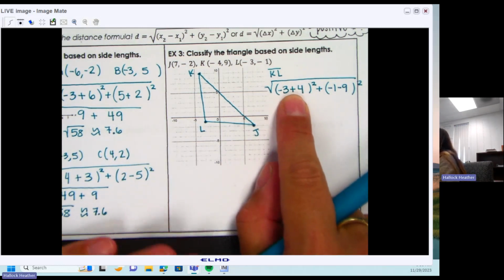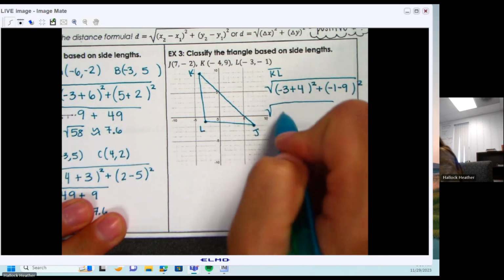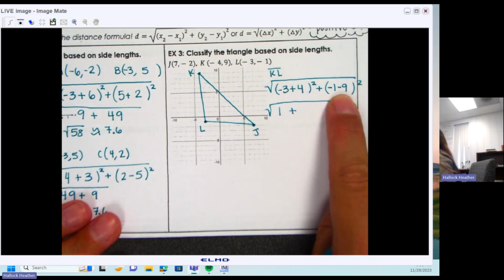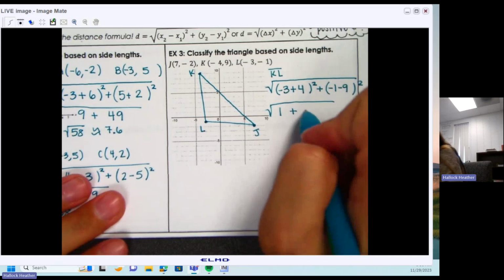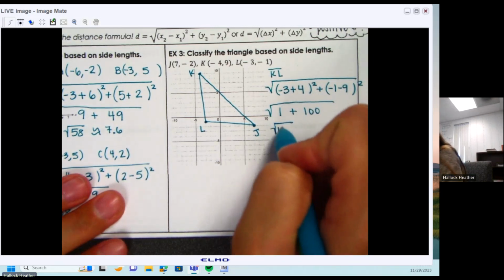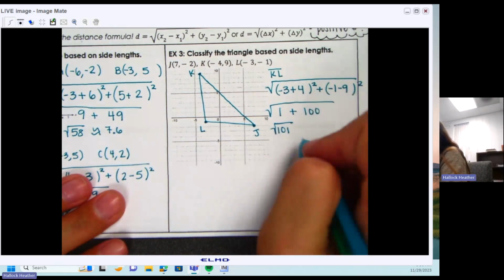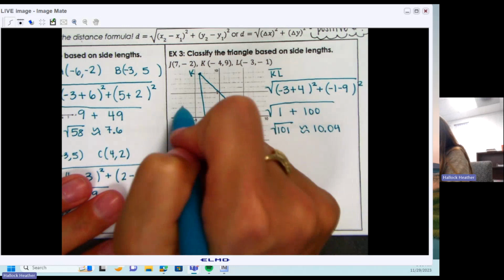-3 plus 4 is 1. 1 to the power of 2, or 1 squared, is still just 1. Then I have -1 minus 9, which is -10. What is -10 to the power of 2? What's -10 times -10? 100. If I add them together, I get 101. And then I can shift and square root. So this is just over 10. It's like 10.04. So KL is 10.04.